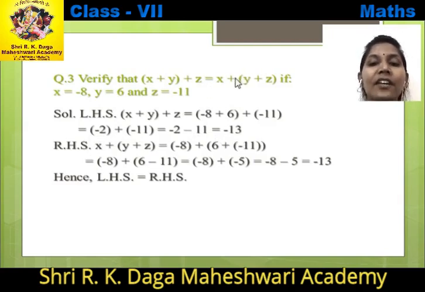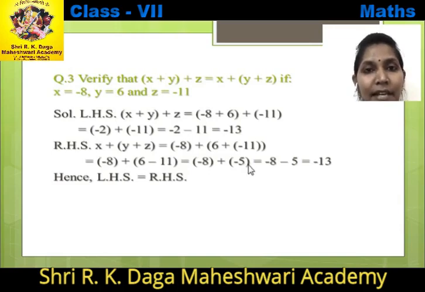In the same way we can solve the RHS part, which is x plus y plus z equal to minus 8 plus 6 plus minus 11. Again we have put the values of x, y and z, which is equal to minus 8 plus 6 plus into minus is minus 11, which is equal to minus 8 plus 6 minus 11 is minus 5.